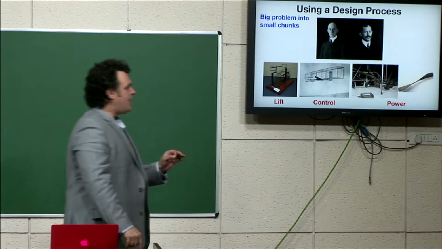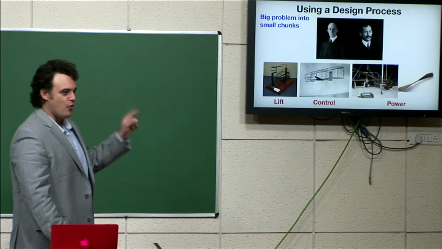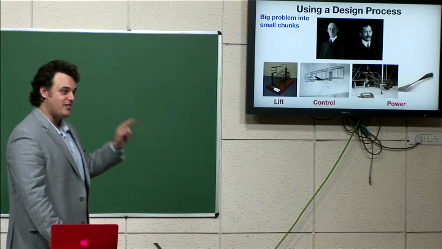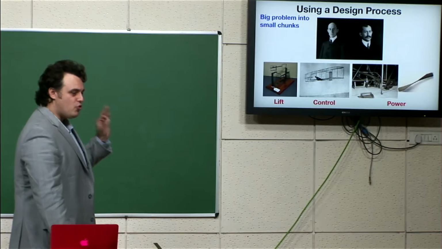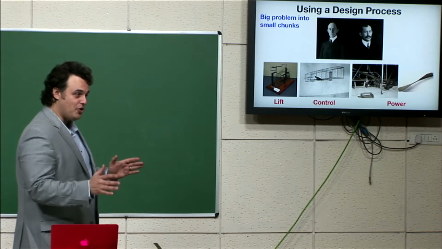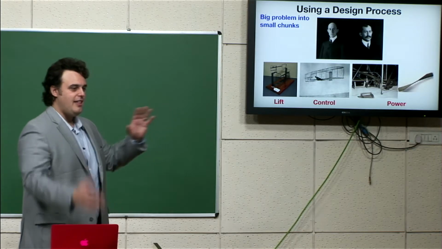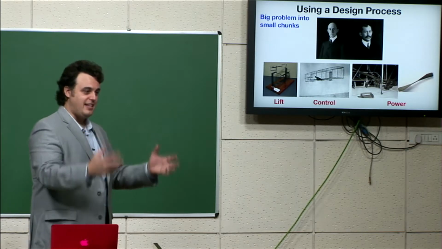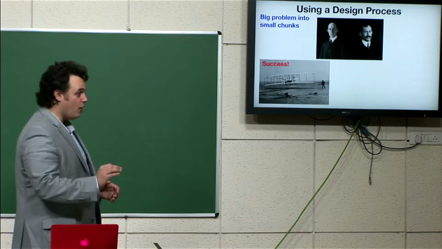And so they ended up designing the most efficient propeller ever made for the Flyer that hit their efficiency mark, 66% efficient. Because they broke this crazy hard problem down into small chunks and solved it one piece at a time, lift, control, power, they put it all together, they predicted that an airplane could fly, and it worked. And it basically worked on the first try.